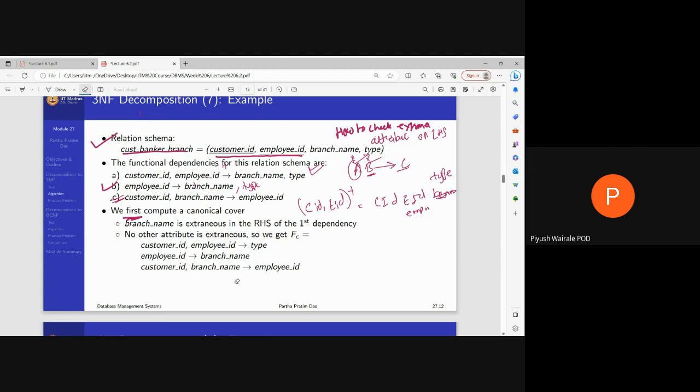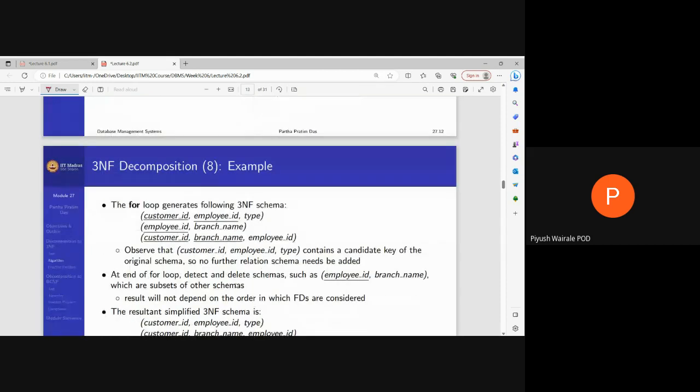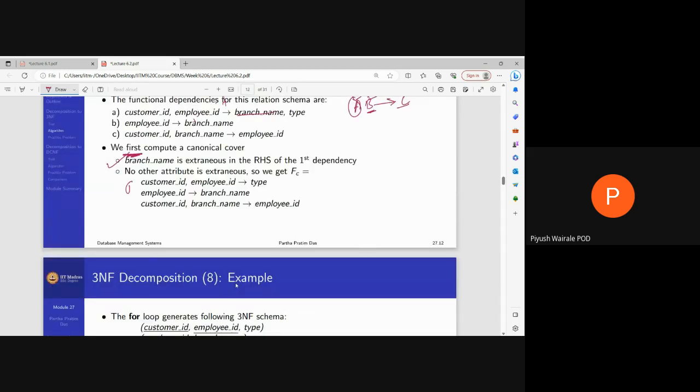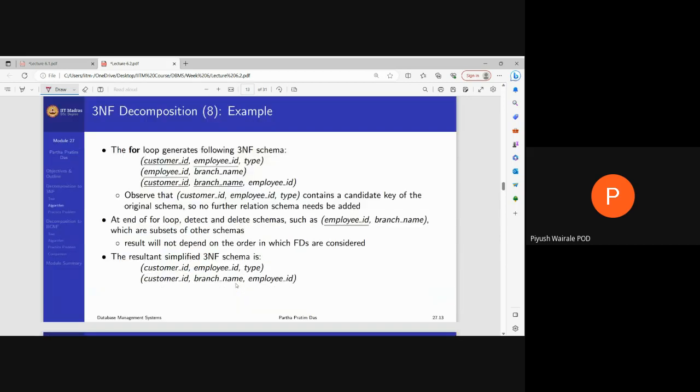Are you getting my point? So that's how we calculate the extraneous attribute. Then this is clear. No other attribute is extraneous, so we get this canonical cover. If we remove branch name, these are the functional dependencies. Now, according to the algorithm, we generate the following 3NF schemas, right? So just simply create one relation R1 for this, R2 for this, R3 for this. So that's what we have done.